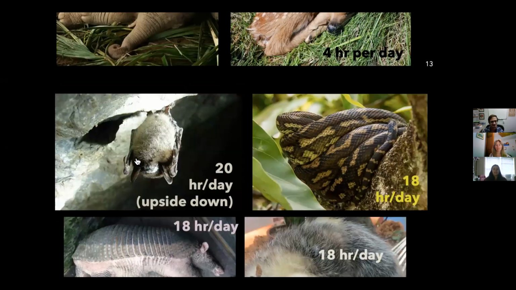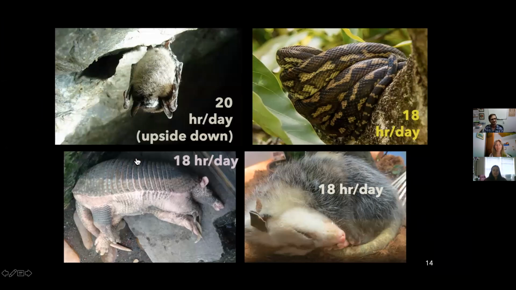In comparison, some animals sleep quite a lot. So here you can see there's a brown bat that sleeps about 20 hours a day, upside down, while the python, the giant anteater, and the native opossum sleep about 18 hours a day.